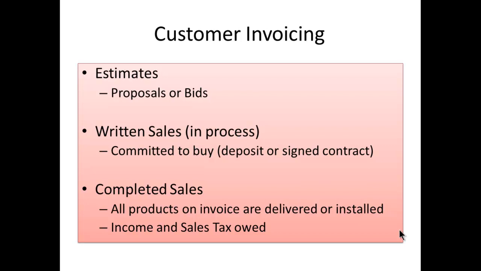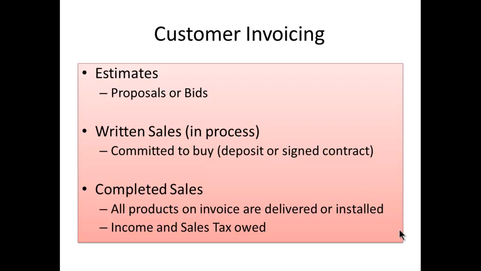Then you have the written sales agreement. We also sometimes call that in-process sales. And this is the point where somebody is committed to buy from you, has chosen one of the bids or proposals, and now they've committed, and usually they will give you a deposit or some kind of a signed contract at that point. The third kind of invoice would be a completed invoice or a completed sell.